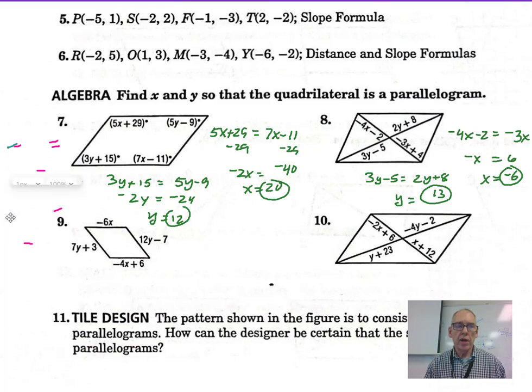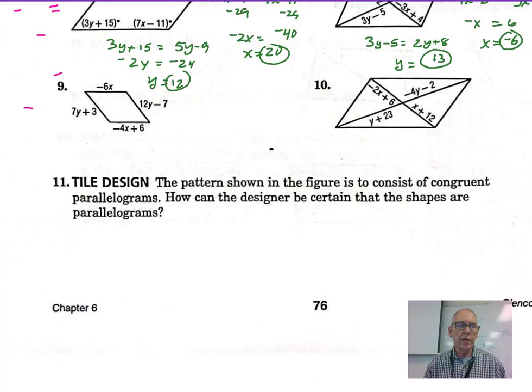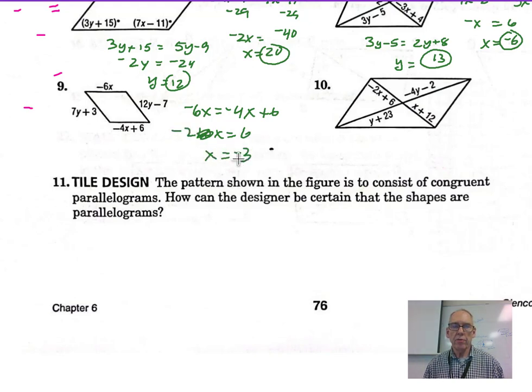Let's look at number 9. Opposite sides are going to be congruent. So we have negative 6x equals negative 4x plus 6. Add 4x to both sides, negative 2x equals 6. Divide by negative 2, x equals negative 3. This can give us an 18, and this can give us an 18. So that works.